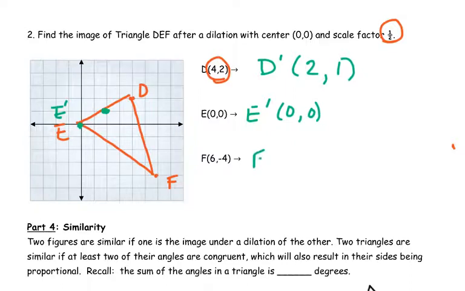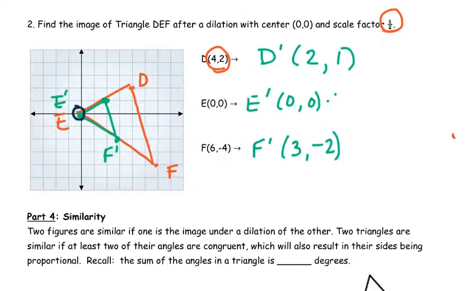And F prime is going to be half of 6, which is 3, and half of -4, which is -2. So (3, -2) is F prime. So let's go ahead and connect the dots there. And since the center of dilation was (0, 0), and E was on (0, 0), that's why it didn't change at all. And you can see that one triangle is completely inside the other one. And this is called a reduction since the new triangle is smaller than the original triangle.